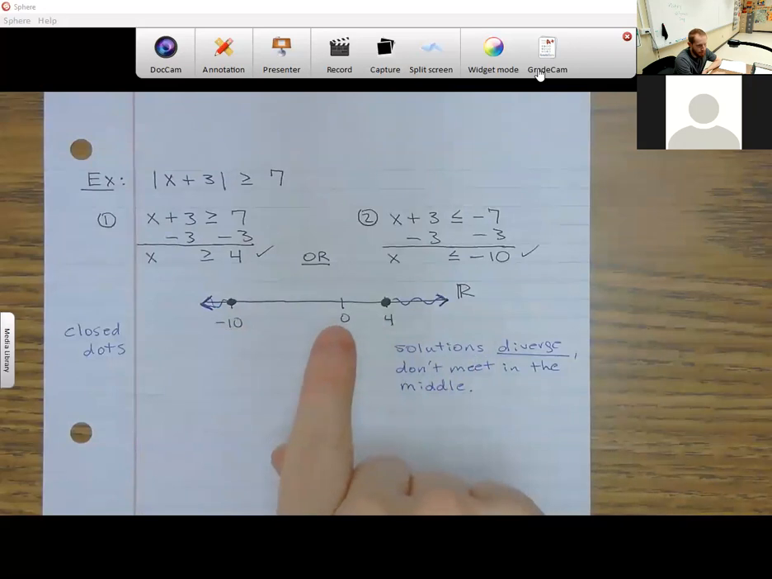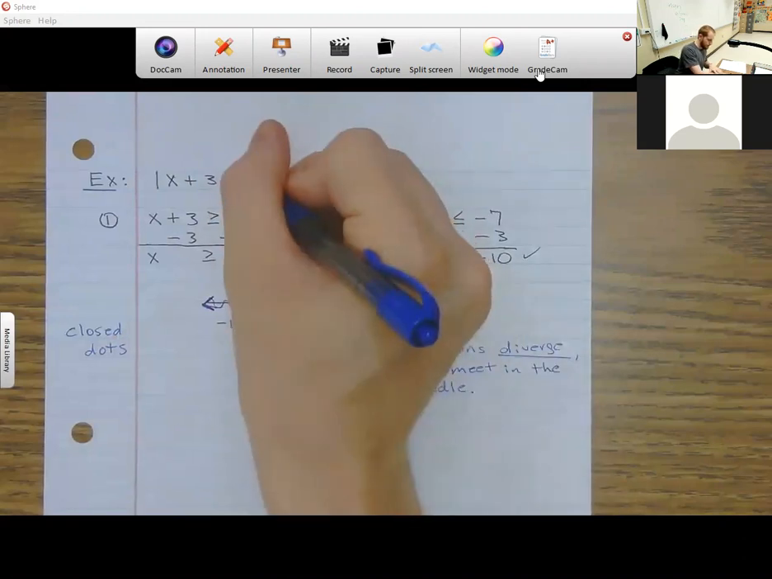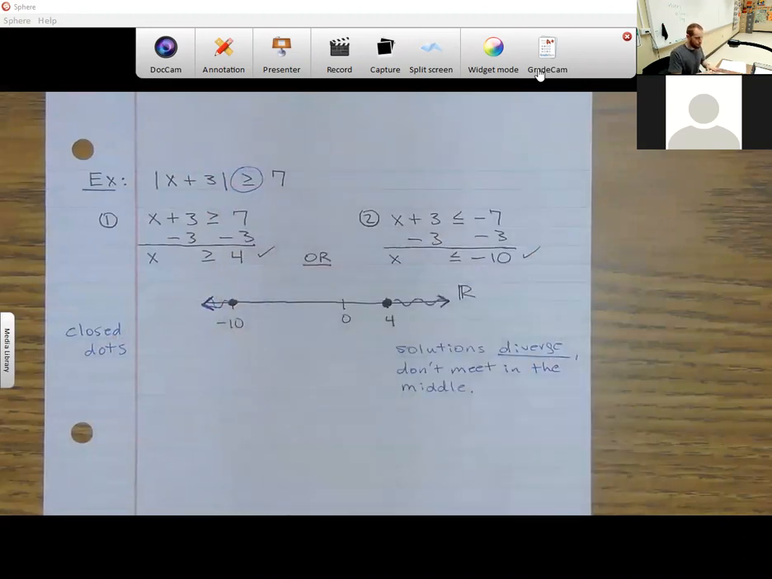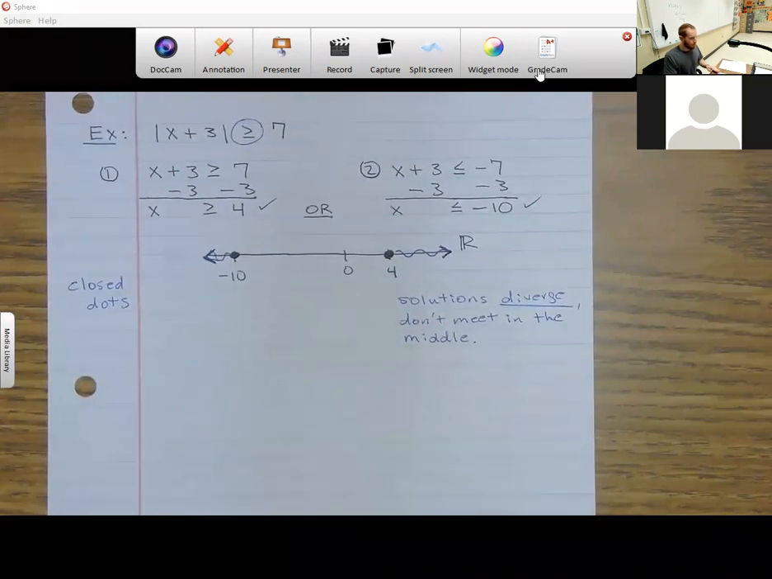But would 0 be a part of the solution? No. 0 isn't shaded, right? So it's not going to be part of our solution for this problem. So that's what a greater than symbol looks like. It's going to be like a diverging sort of graph. Okay. All right. Let's do one more and then we'll call it a day.